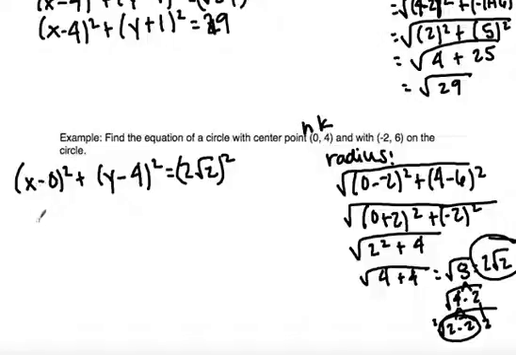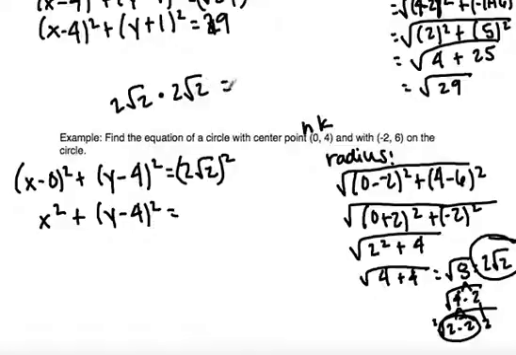(x - 0)² just turns into x², plus (y - 4)² equals 2√2 times 2√2. 2 times 2 gives me 4. Inside my square root I'd have 2 times 2, which also gives me 4. But I know that the square root of 4 is just 2, so I can replace that. 4 times 2 is 8.